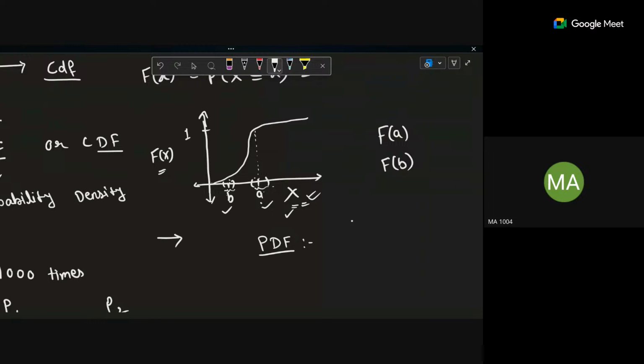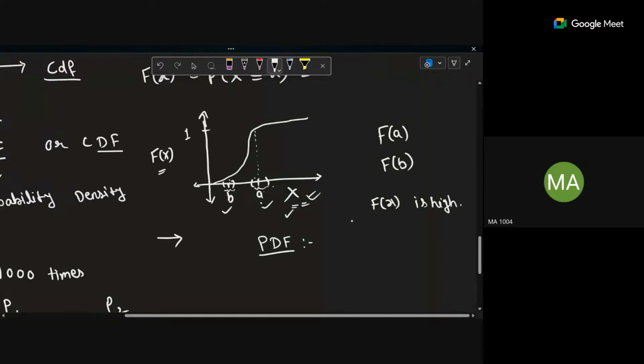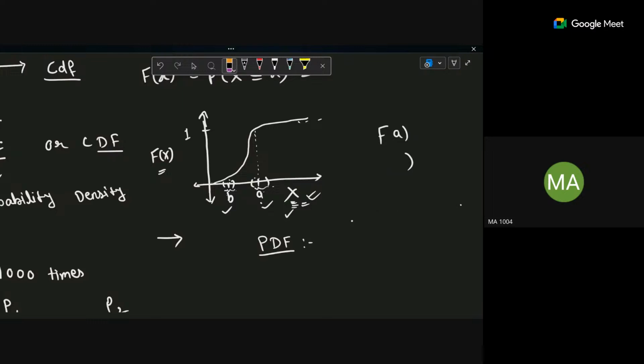Because in CDF, if the value of F of x is high, it doesn't mean the density is high or the occurrence of the random variable taking that particular value is high. If F of x is high, it doesn't mean the random variable is taking more values around these points. No, it's not like that. It may be possible that this random variable is taking more values in the neighborhood of B, or it may be possible that it's taking more values in the neighborhood of A. Are you getting my point? What I want to say?